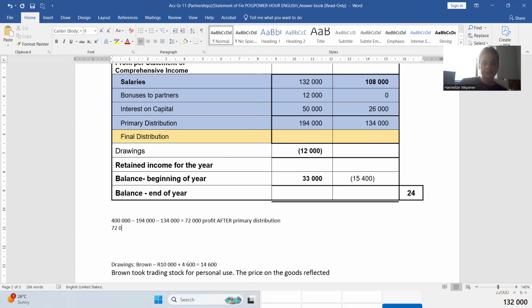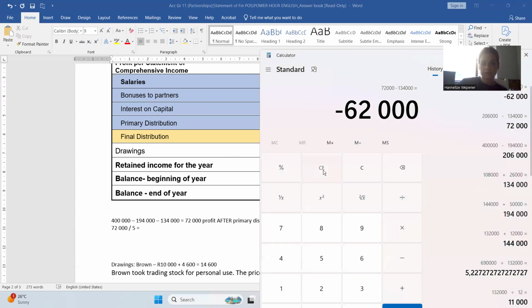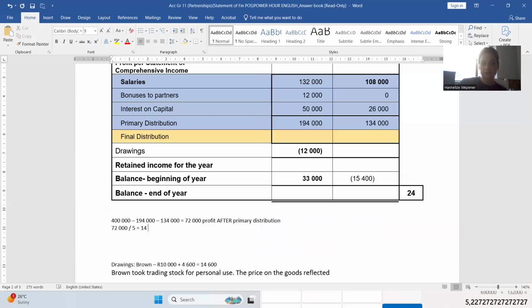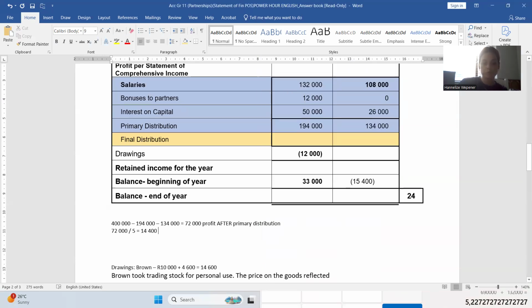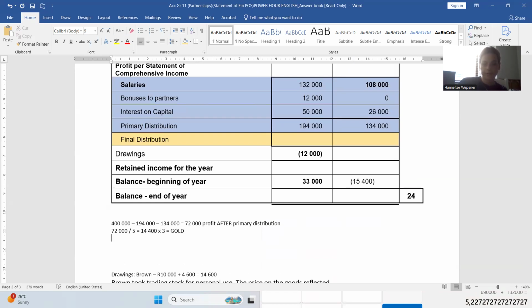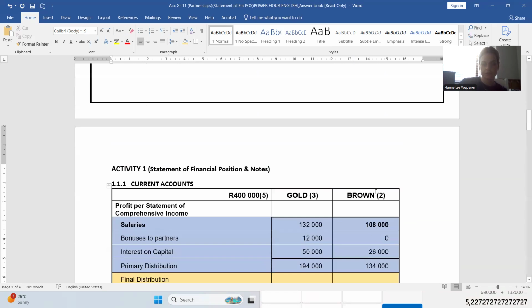So I'm going to take that 72,000 and divide it by 5 to get my 5 portions. So 72 divided by 5. So each portion is 14,400 Rand, of which 3 is going to Gold, and then 2 is going to go to Brown. Okay, so 3 to 2.